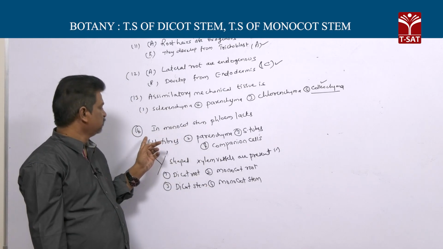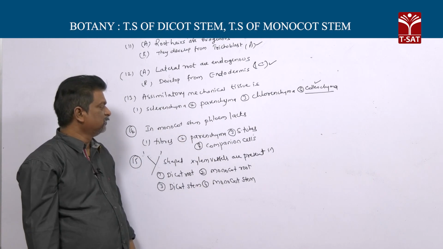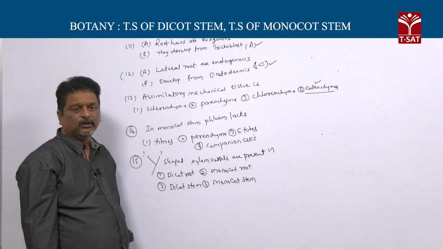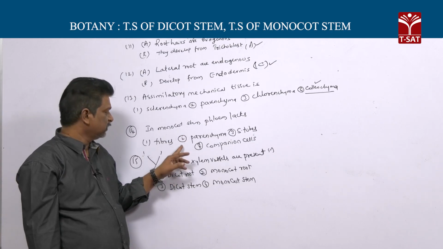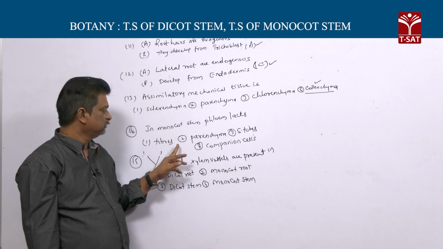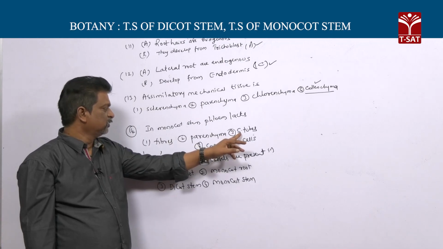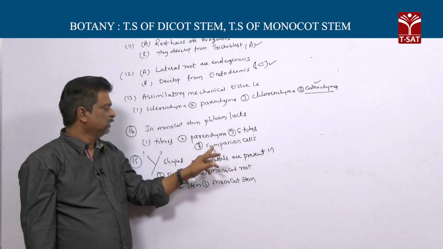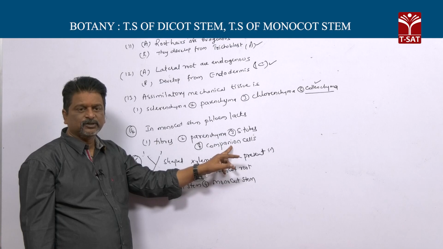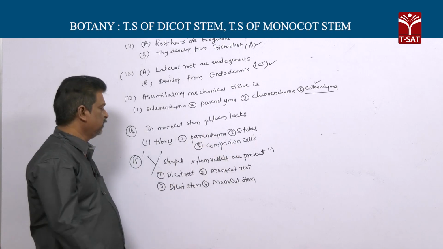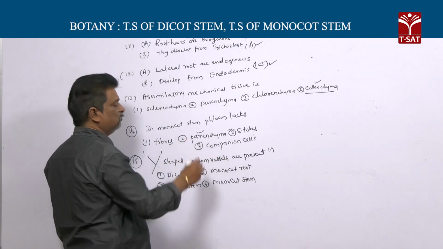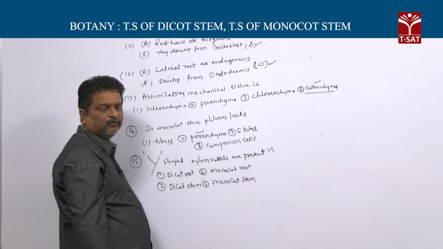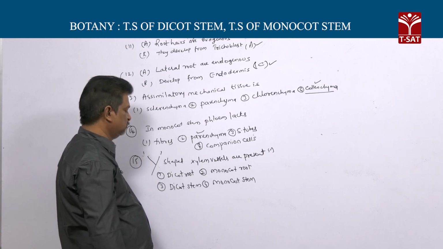Then the next question: in monocot stem, phloem lacks. It means in monocot stem, which phloem parts are absent? Fibers? No, fibers are present. Monocot stem means angiosperms, and angiosperms have sieve tubes. Even companion cells are present. So the answer is parenchyma. So in monocot stem, the phloem is without parenchyma.